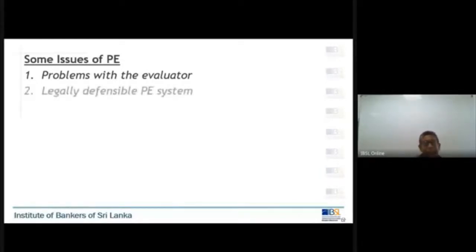Second, a legally defensible performance evaluation system. So the method you are using must be legally accepted. Now, why I put this point: when you go for promotion, especially in private or even in government banks, when somebody got promoted, some people go to the courts, human rights, asking, claiming they have not selected the correct person.